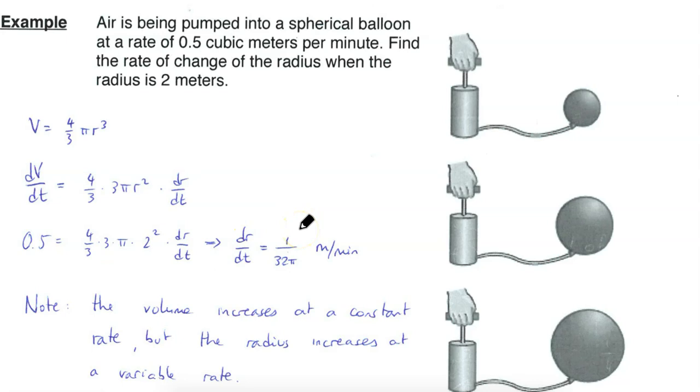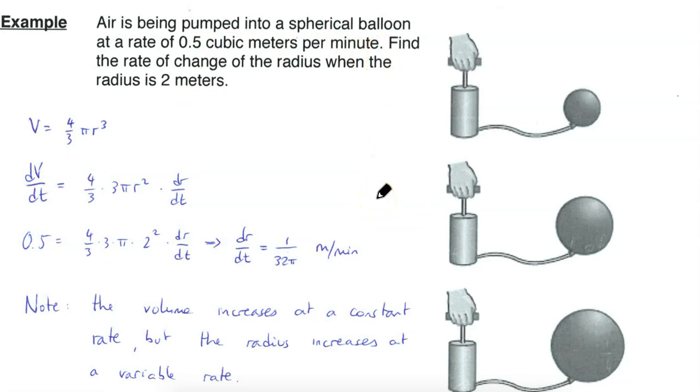And what are the units? Well, you have to look at the top and the bottom here. R is a radius, so it's meters, and t is a time, so it's minutes. Meters and minutes. What are the units of dV/dt? It's a volume over a time, so it would be cubic meters over minutes. Cubic meters per minute was given there.